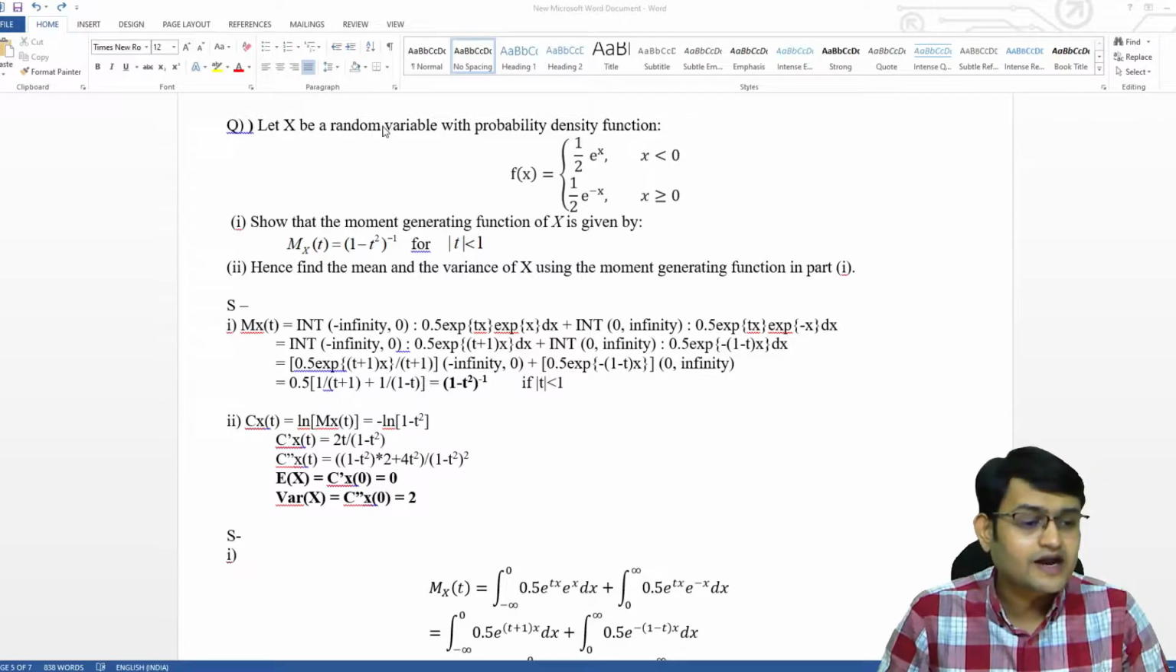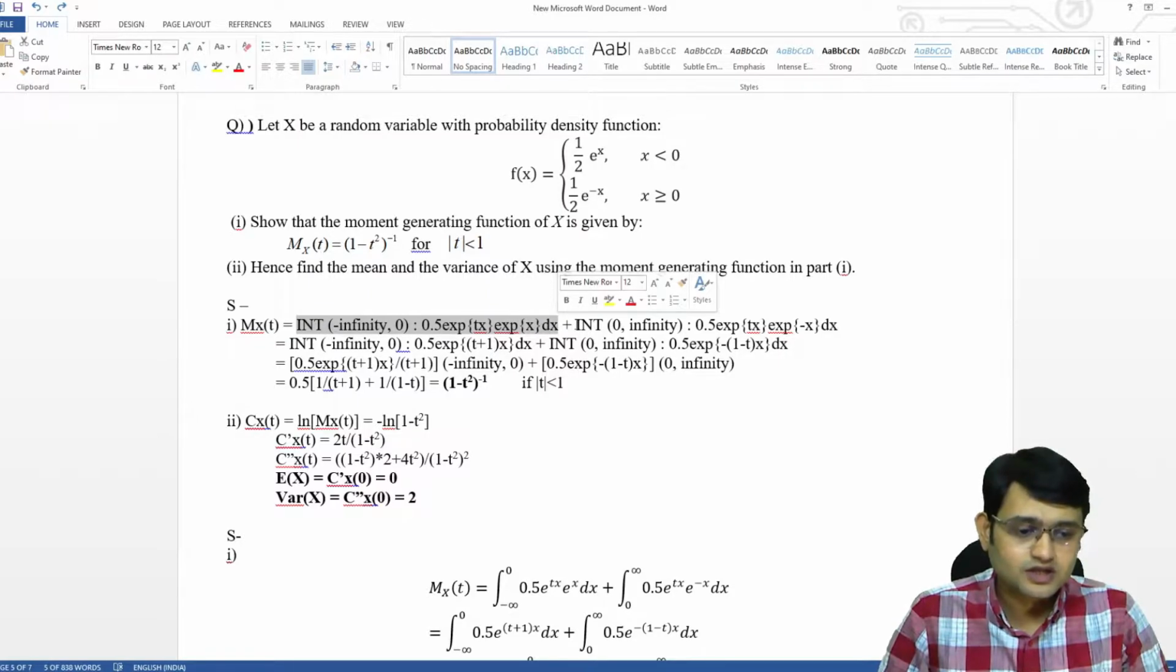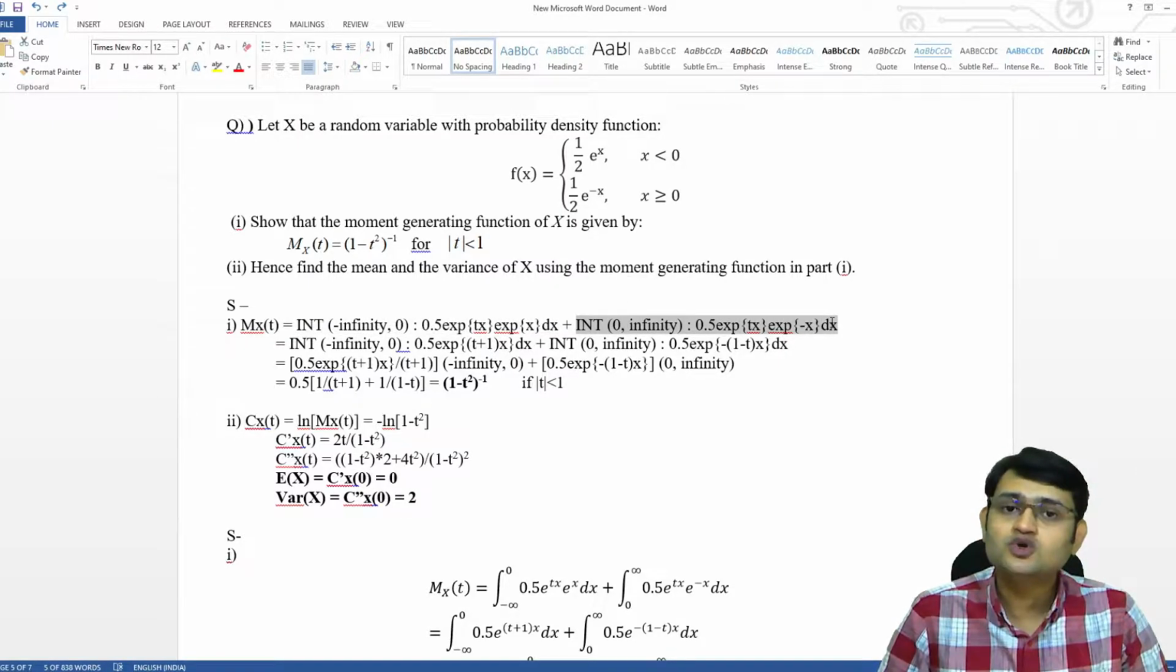Here we have a random variable x with probability density function. We have two functions here and we have to show that the moment generating function of x is given by this. Now because we had two functions, we had to write two different integrations for two different limits. So you can see when I write it without equation editor, I will first write integration, two different functions, then simplify the function here and here.